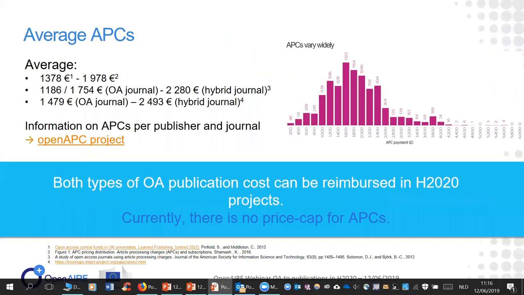As I said, they vary widely, but there have been some studies done. I listed a couple. I think the average is about 1,600, but it varies widely, and it depends on the discipline very often. And also hybrid journals, so these journals that are just subscription-based but where you can make one article open access, are often more expensive. You can also find information on APCs at the Open APC project, which tries to make this whole system a bit more transparent, and they gather all this information on APCs, different journals, and so on. So, as I said, costs can be reimbursed in Horizon 2020 projects, and currently there's no price cap for APCs.